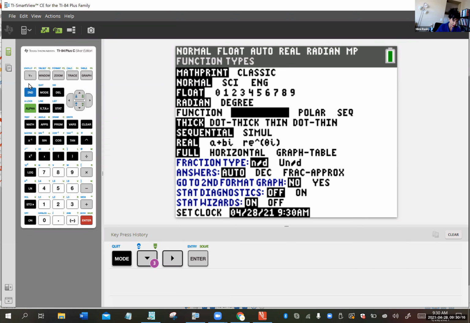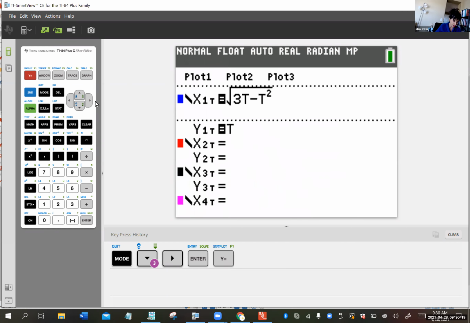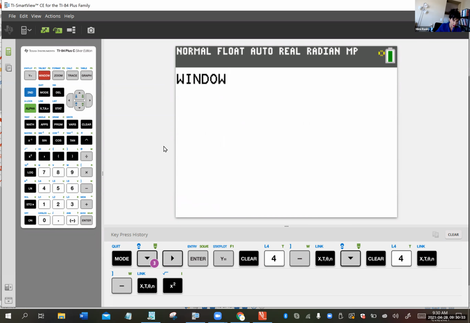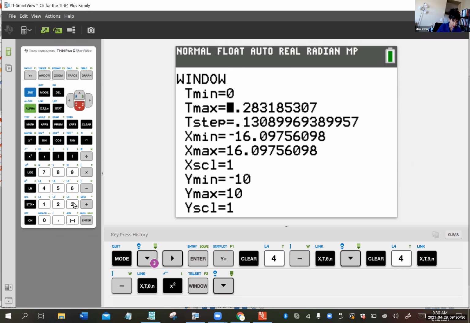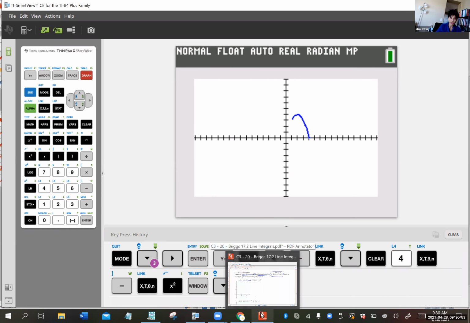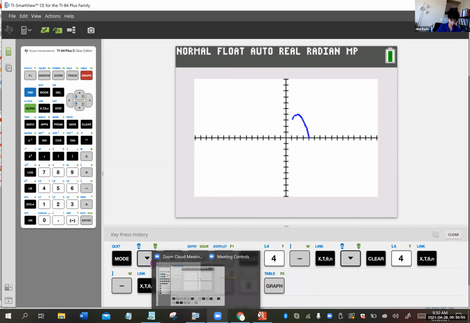So let's do parametric. Let's clear that out, and let's go 4 minus t. And then the second parametric equation is 4t minus t squared. And then the time is going between 0 and 3 seconds. So they just want a piece of the curve. And remember, there is an orientation. So right before I hit graph, make sure your eyes are on the screen and notice what direction it's going. It looked like it was moving to the left. So there is a little piece of the curve there, and that's the curve we're going to do a line integral on.